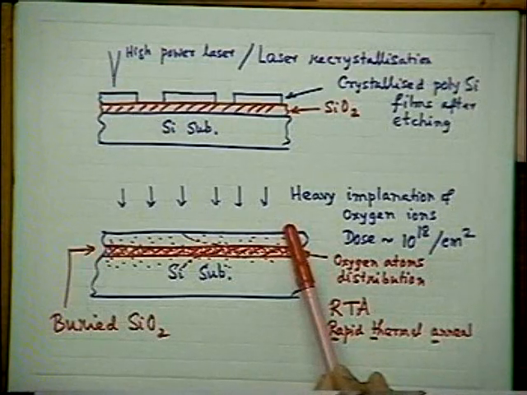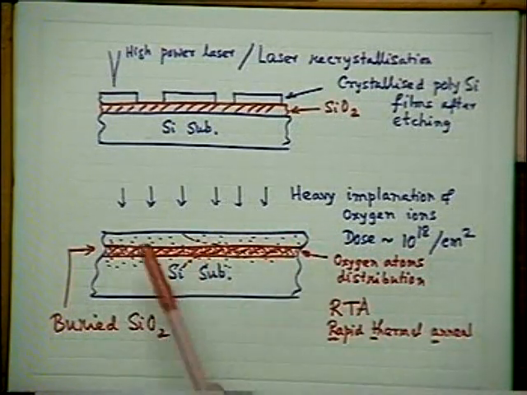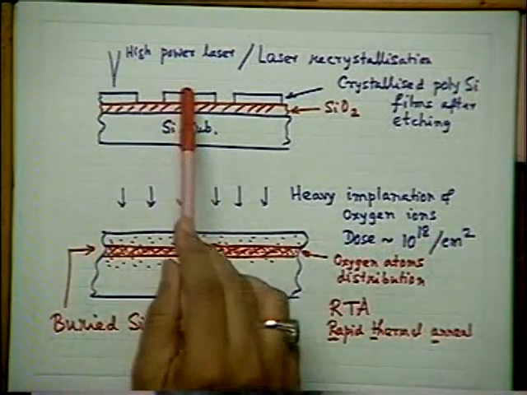And sometimes we also grow an epitaxial film on the top. Silicon, it is a homoepitaxy. This is not a heteroepitaxy. And you can create an excellent quality silicon film on the top as compared to the previous one.